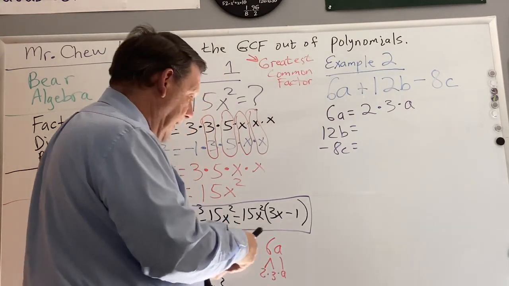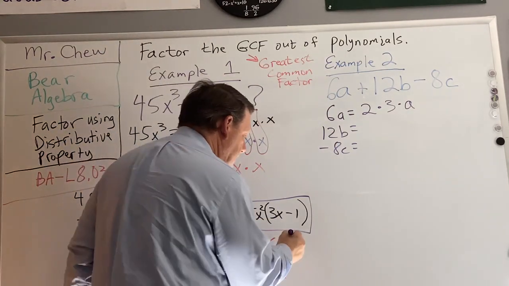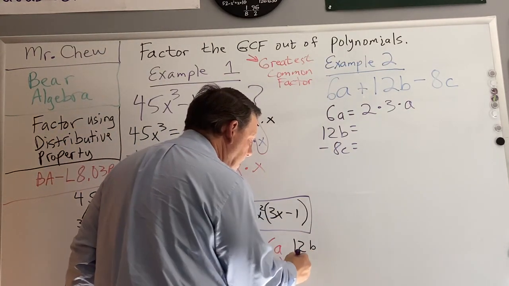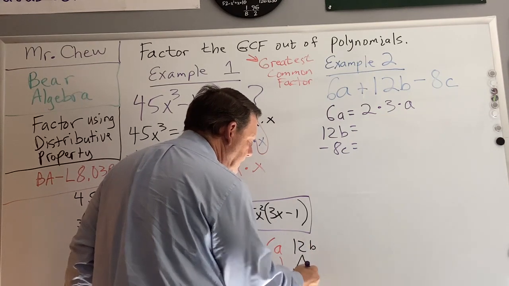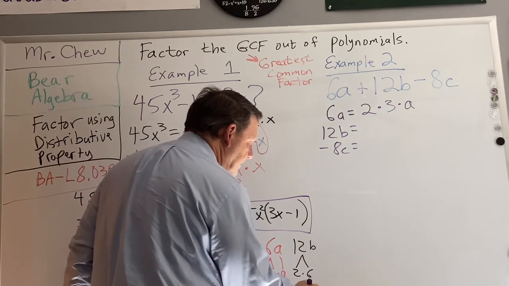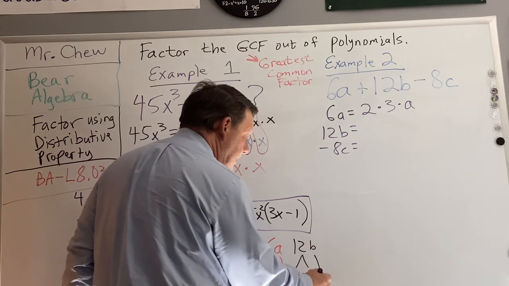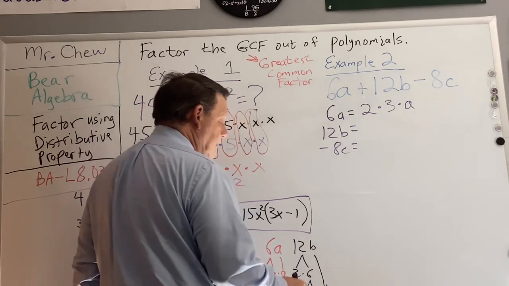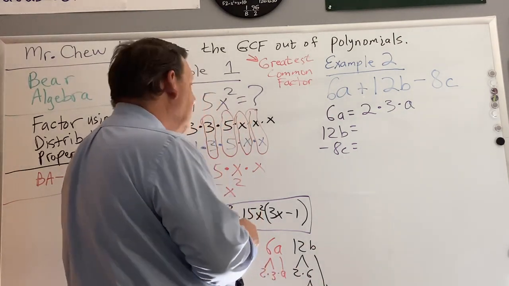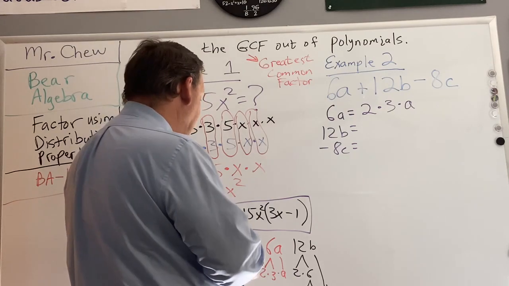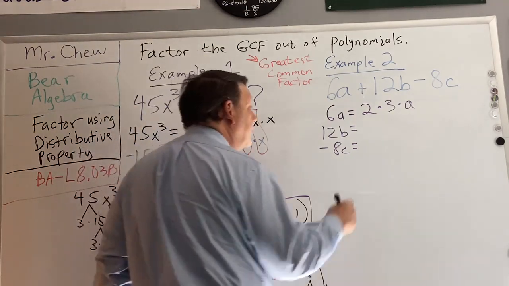The 12b now. So here's my 12b. 2 times 6. The 6 is 2 times 3 because they all have to be prime. And the b comes down. So that is 2 times 2 times 3 times b.